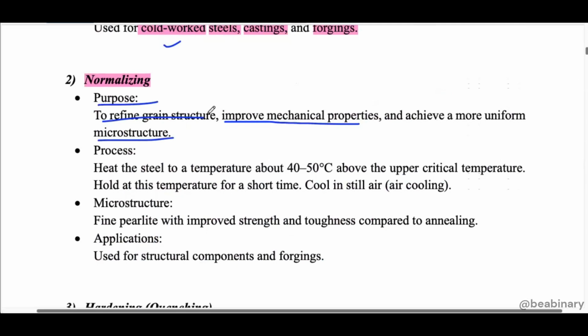Okay. So here, we are getting improved mechanical properties, and along with that, we are having a refined grain structure. So the grain structure gets refined. I mean, it gets changed. Okay. What is the process?